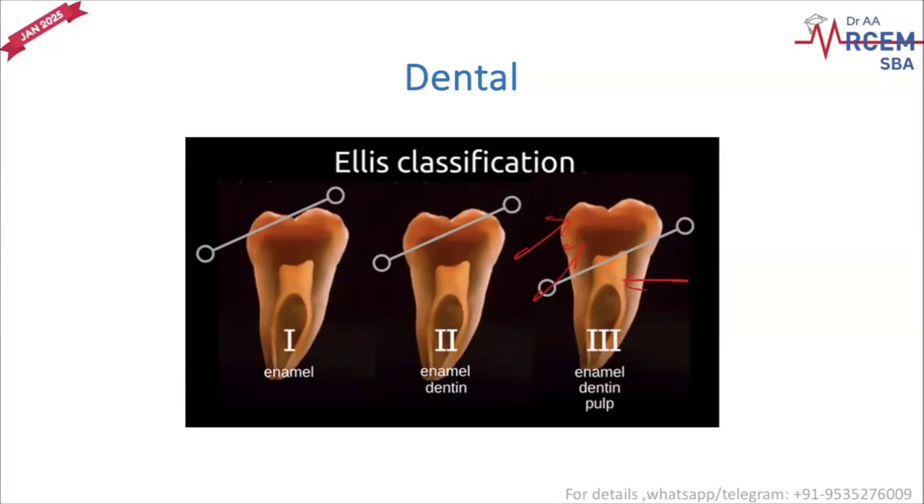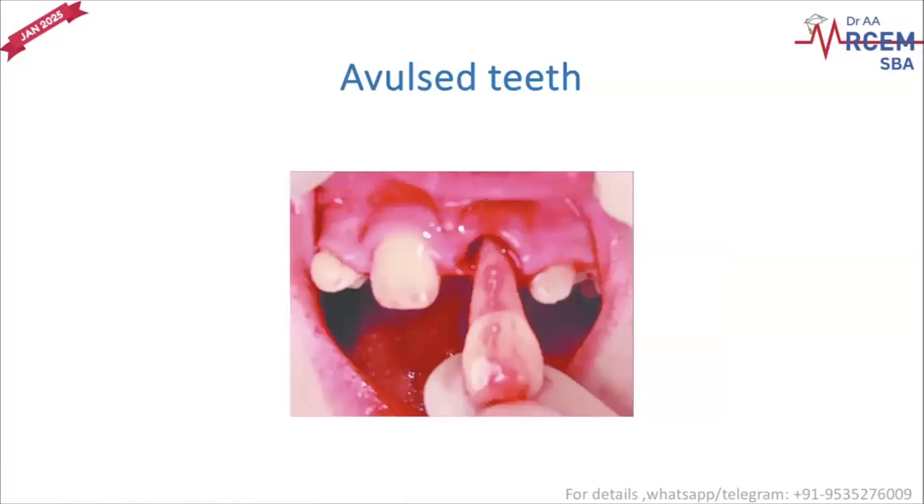The fracture of the tooth can be classified into type 1, type 2, type 3. In type 1, only enamel is broken. In type 2, enamel and dentine are broken. In type 3, even the pulp is involved. This is the classification of tooth fractures.